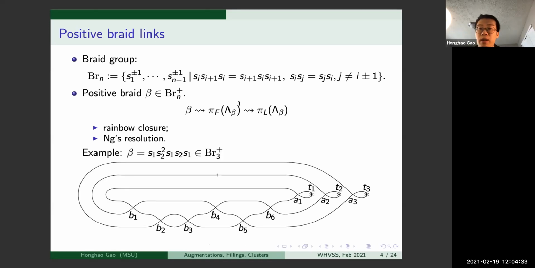For example, if my braid word is sigma 1, sigma 2 squared, sigma 1, sigma 2, sigma 1, which is this part of the braid, I can close it up and then perform Ng's resolution. This is what the Lagrangian projection looks like. These crossings B and A are Reeb chords of degree 0 and 1, and I have some marked points here, which are used later to construct the Chekanov-Eliashberg DGA.